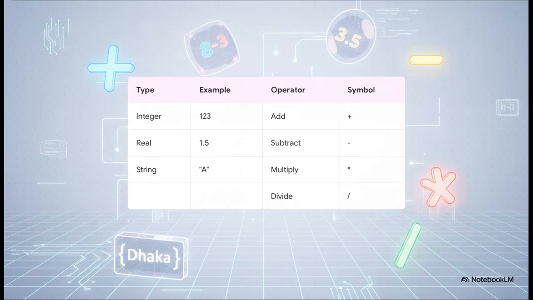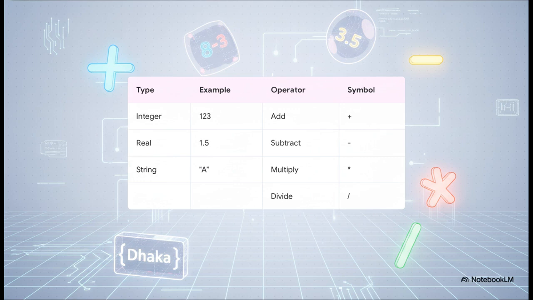So what kind of data can we actually stuff into our variable boxes? Well, at this stage, we're mainly using 3 basic data types. First up is the integer, which is just a whole number, like 8 or -3. Second is the real number. Some people call it a float, which is a number with a decimal point, like 3.5. And third is the string, which is simply text inside speech marks, like a name or a city.